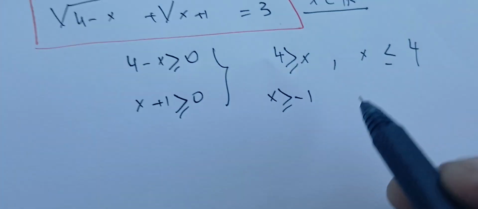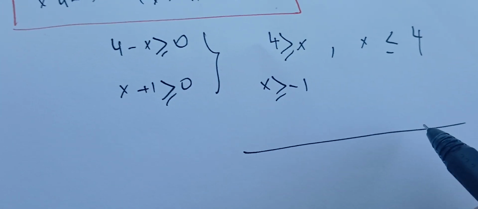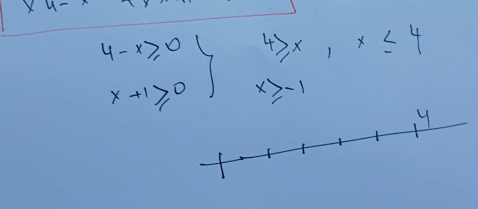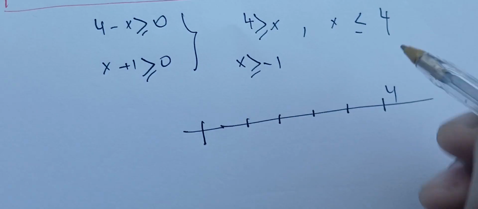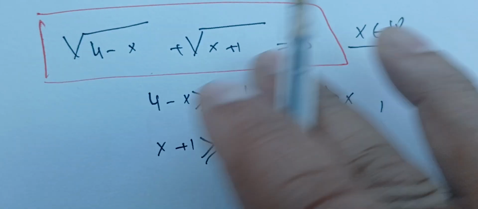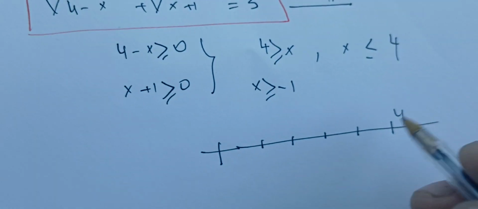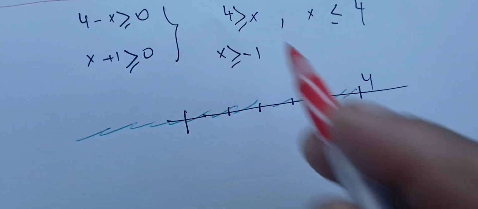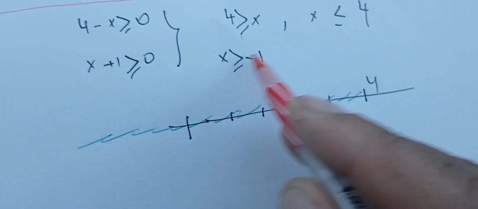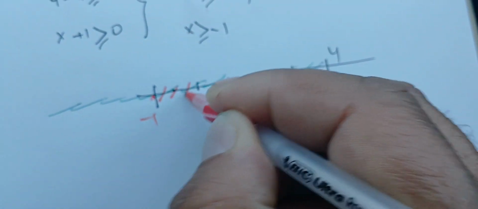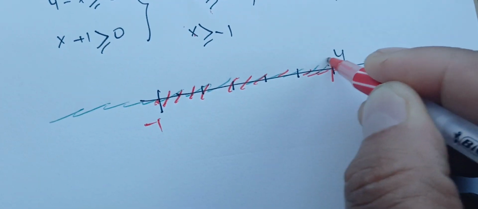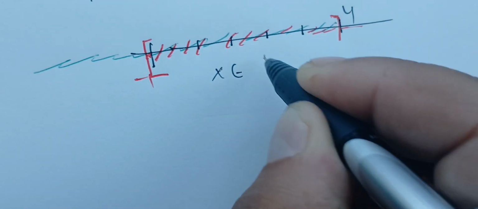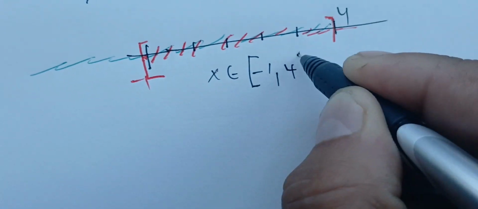So let's do our line, okay? So here we have 4, 3, 2, 1, 0, -1. The first condition tells us that all the x's that will satisfy this equation will be less than 4. The second condition tells us that the x values are bigger than -1. So this is -1. So here, bigger than -1. Where these two intersect? In this interval. So our solution, x must be in this interval, -1, 4.